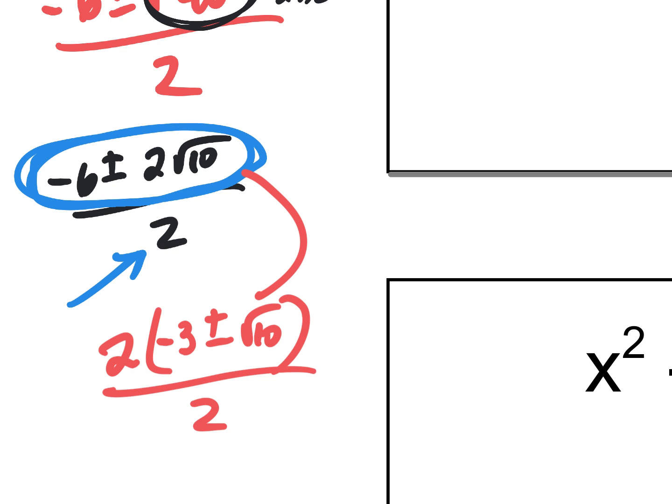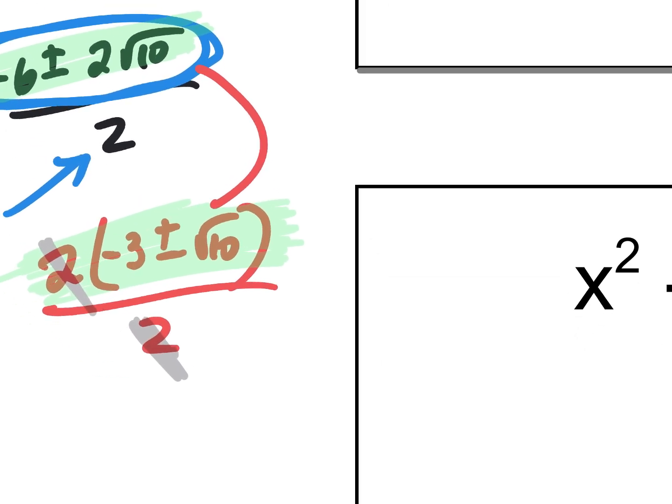Can you see how I got this part? That's the key. How did I get this green thing to turn into the other green thing? Yes? You multiplied out the 2, and so if you multiplied it out, that would make the answer. Yep. And these 2's cancel, so then my answer is this.